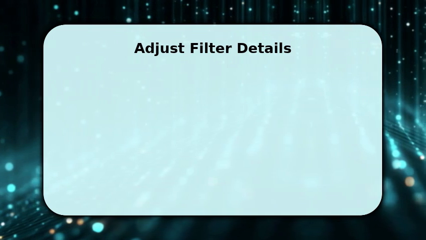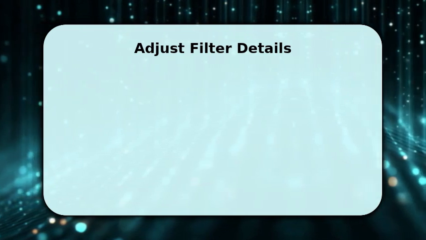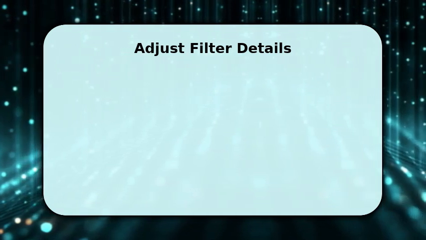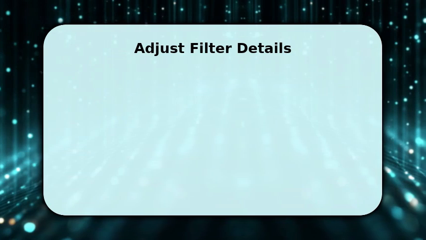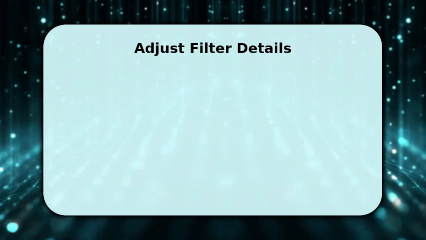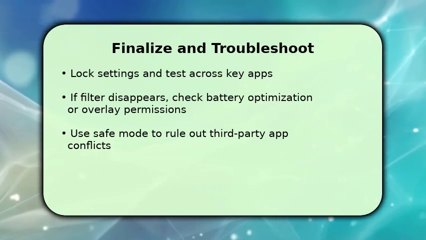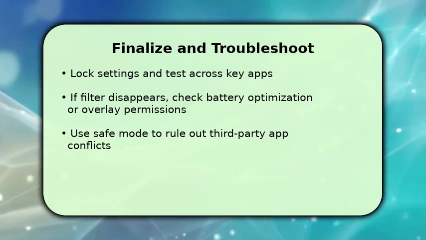Once you've set it, open the camera or a photo with varied colors to verify in real use. If colors look off, lower intensity or switch presets until natural contrast returns. Finish by locking in the setting and trying several apps, messaging, maps, browser, to confirm consistency.